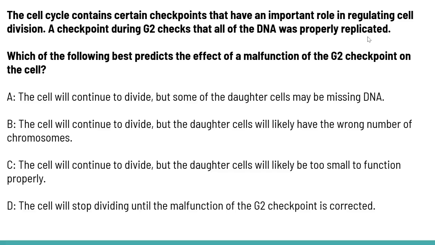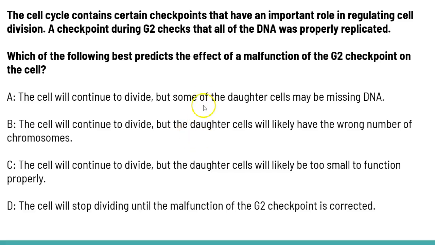You know what part of the cell cycle that is. So let's look through the options. A: the cell will continue to divide, but some of the daughter cells may be missing DNA. The daughter cells are the two identical cells that are coming out of mitosis. Yeah, they could be missing DNA. Let's see what the other options are. B: the cell will continue to divide, but the daughter cells will likely have the wrong number of chromosomes.